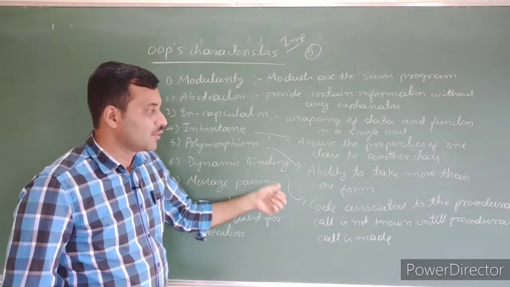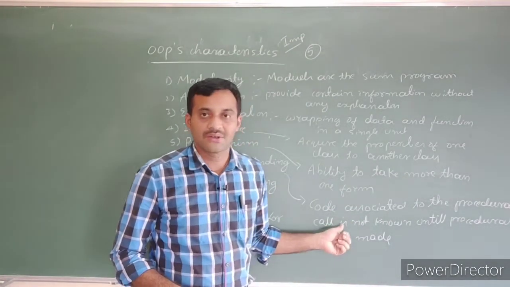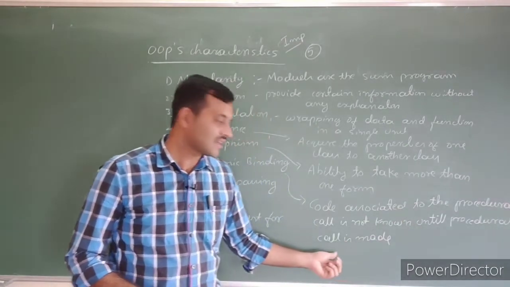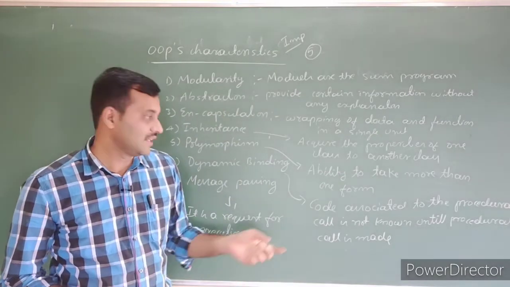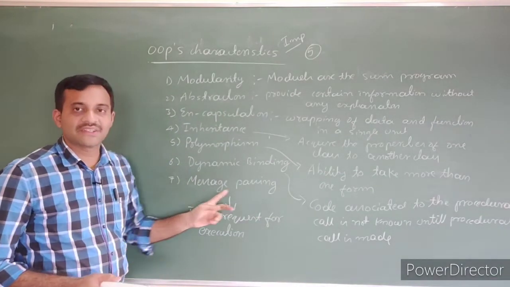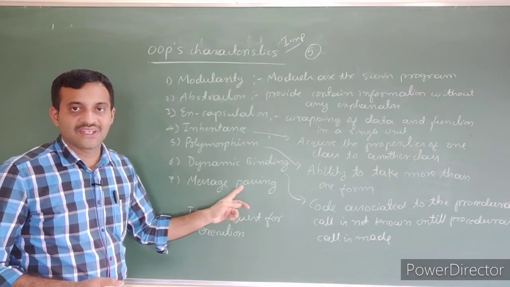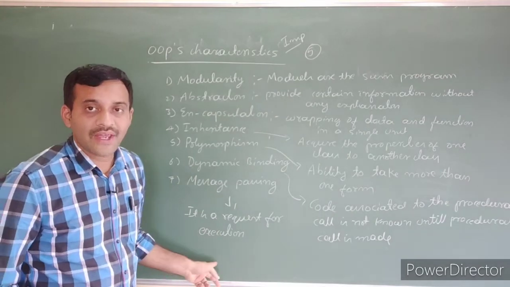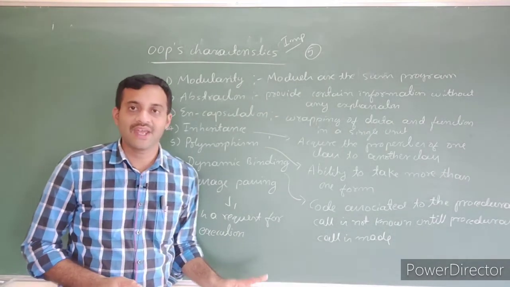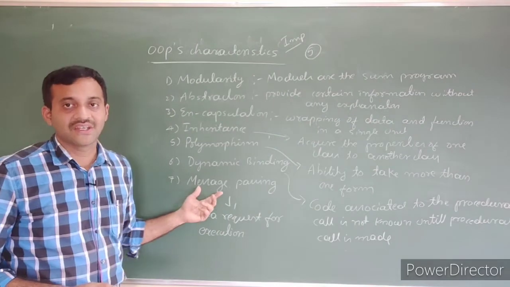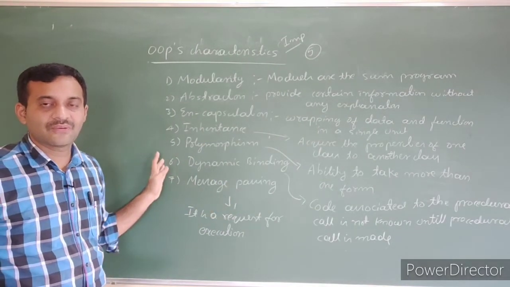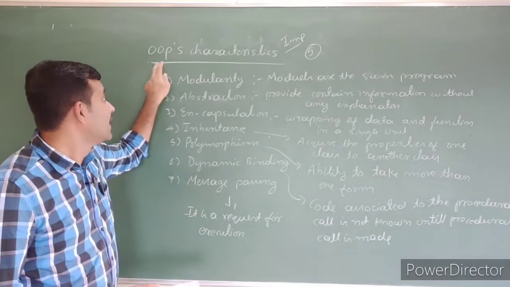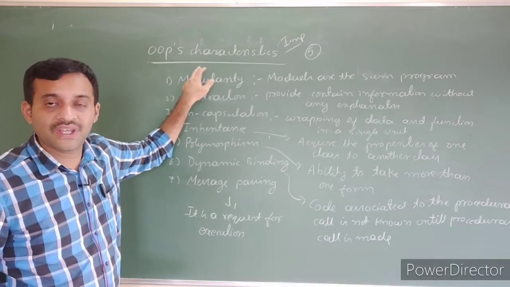Dynamic binding, code associated with the procedural call is not known until the procedural call is made. Last one is message passing. Here message passing means we send a message or request for program execution. That is what we call message passing. These are the characteristics of object-oriented programming. Object-oriented programming is abbreviated as OOPS.